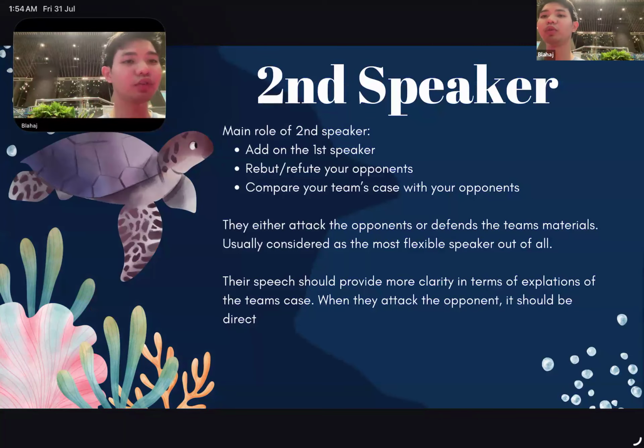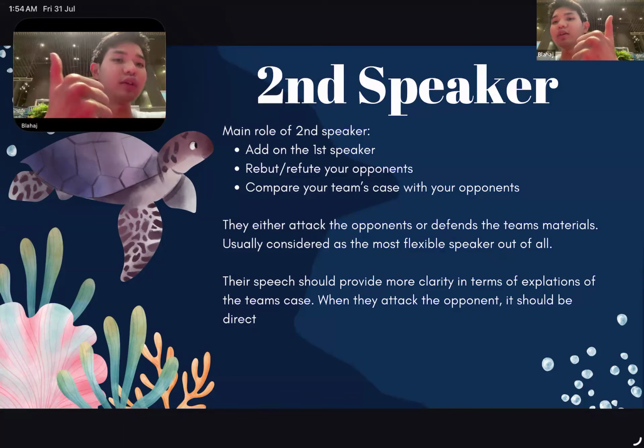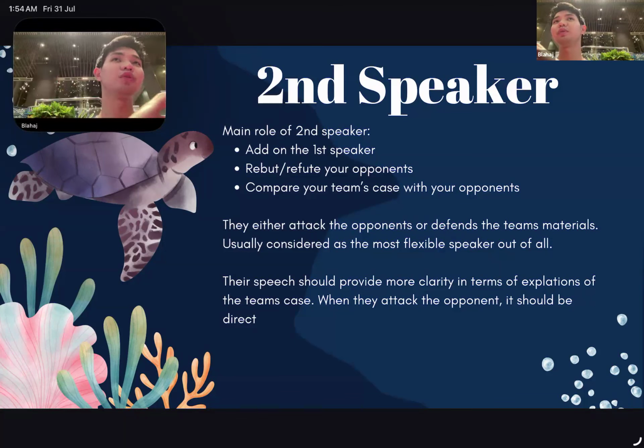Okay, next let's move on to the second speaker. The second speaker is what we call a much more flexible speaker. Usually for a second speaker, their main role is firstly to add on to the first speaker. Sometimes the first speaker cannot really do everything. Therefore, it's the responsibility of the second speaker to back the first speaker up and fill in the holes that the first speaker left in their speech.